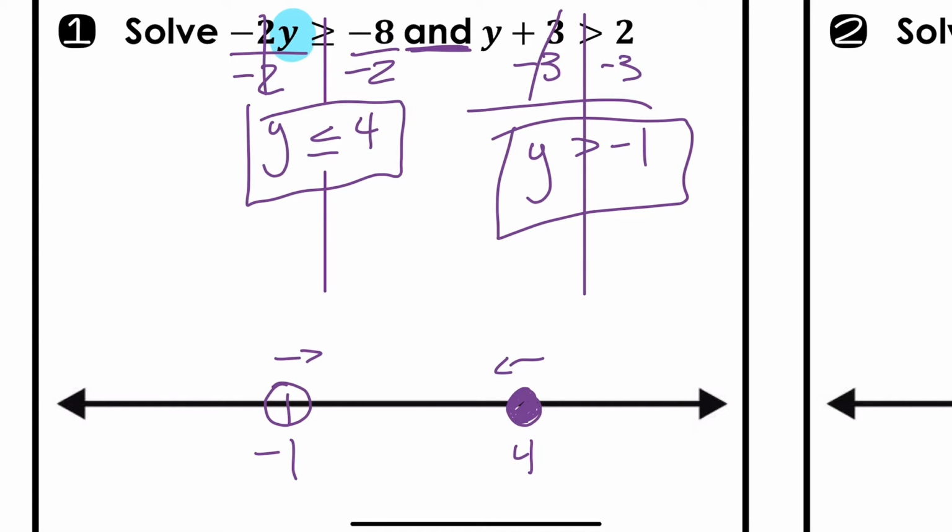So what we're going to do for our graph is fill in the middle. Since they're both pointing towards each other, they are going to meet in the middle here. So this shows that y is less than or equal to 4, and y is greater than negative 1. So it falls between these two numbers here. And that is going to be about it for that one. Okay, let's take a look at number 2.